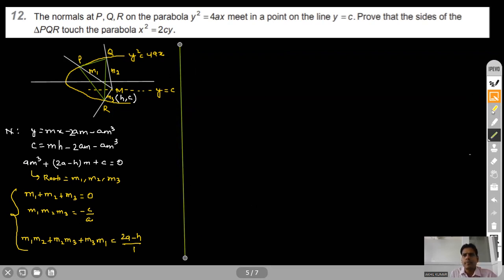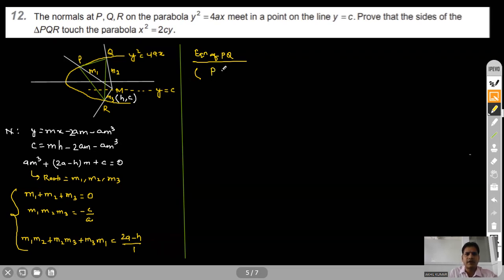Now what I will do, we will write the equation of any of the sides of this triangle, PQ. So let me write the equation of this PQ. How can we write this? We know the coordinates of points P and Q.